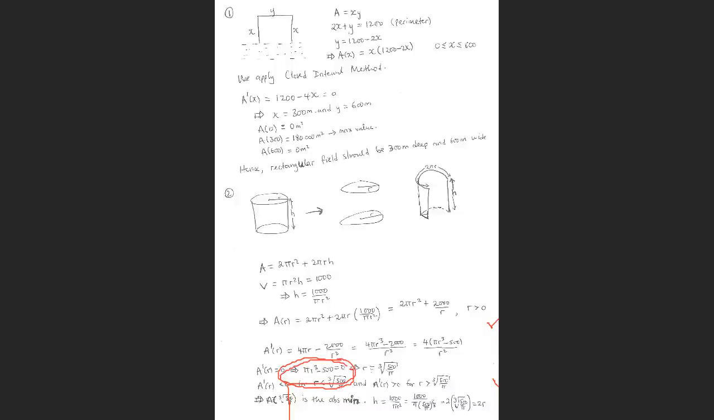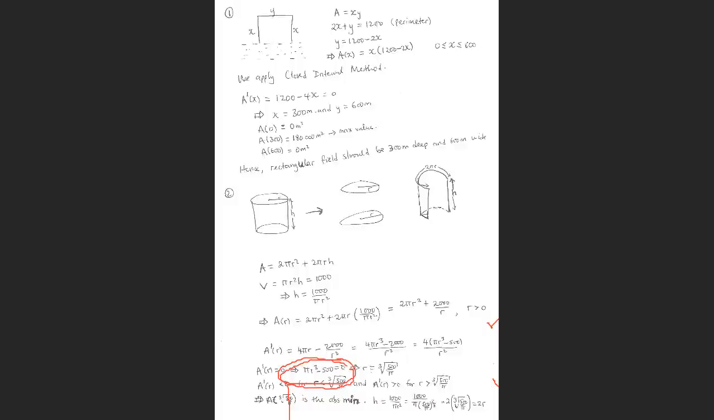So if I make h the subject, I just have h is 1000 over pi r squared, and substituting into my A, you can see I can write it entirely in terms of r. It is going to be 2 pi r squared plus 2 pi r, and in the place of h, I just put in that 1000 over pi r squared. Simplify, you get something that looks like this.